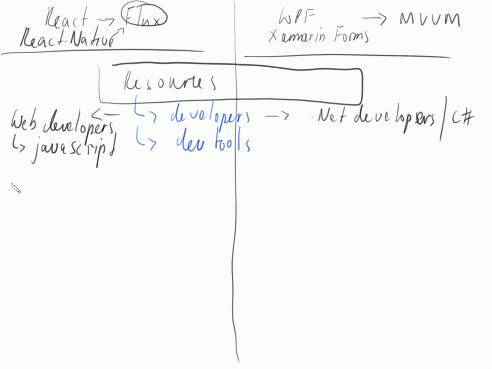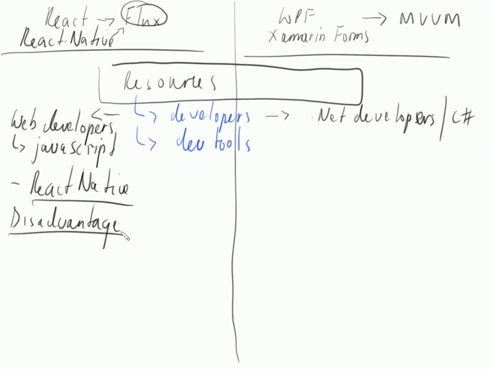Now, one thing also to consider, React Native's biggest disadvantage, let's get a big dirty red color. It's probably about 3 years behind Xamarin. Okay? So that's just some things to consider.